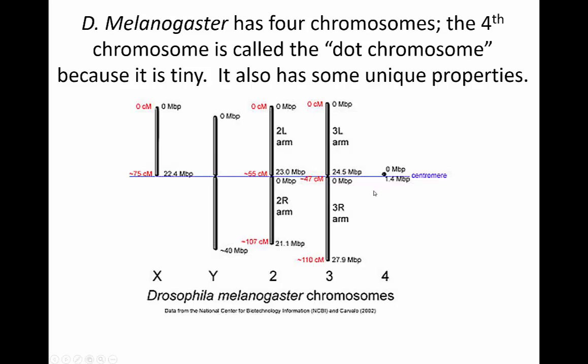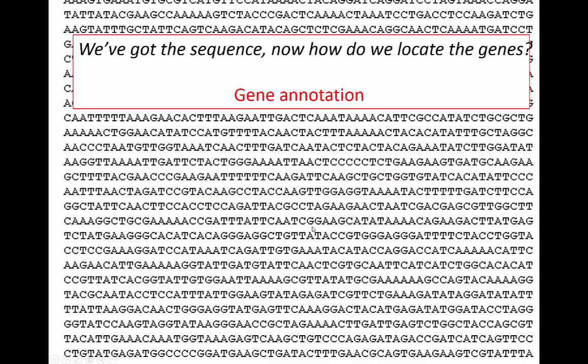This dot chromosome has some really unusual properties. It is very small. It's also very transcriptionally silenced, and a couple of genes are able to escape that transcriptional silencing and be expressed at high levels. We're very interested in understanding how those genes can actually escape that repressive chromatin environment.